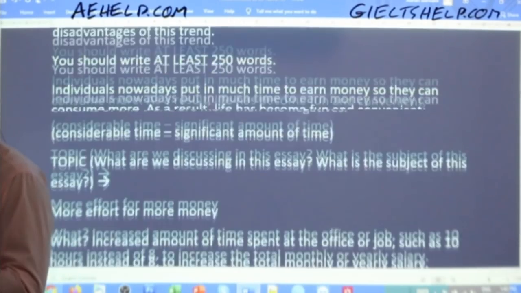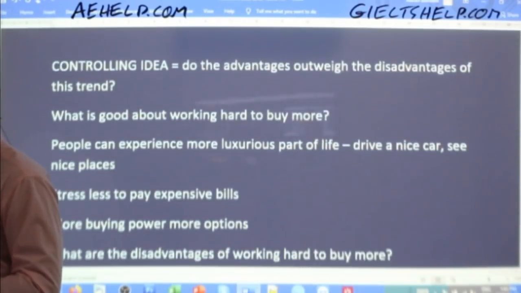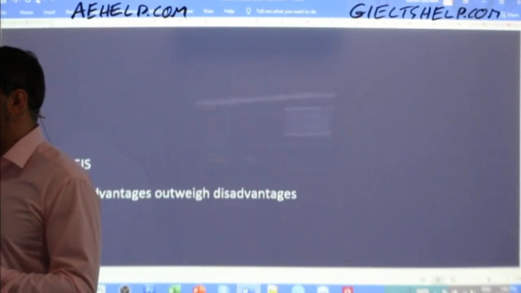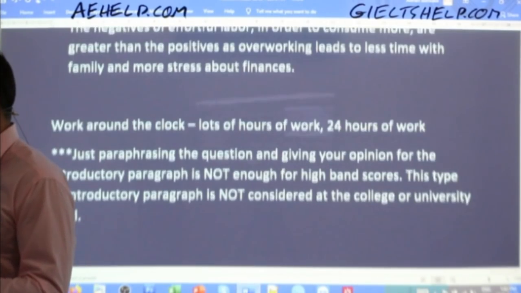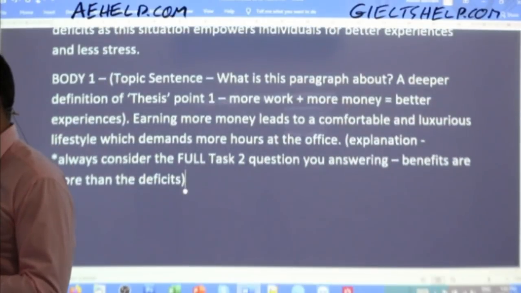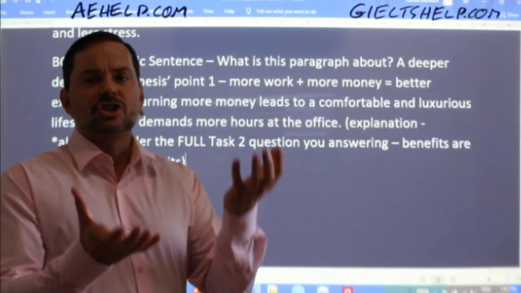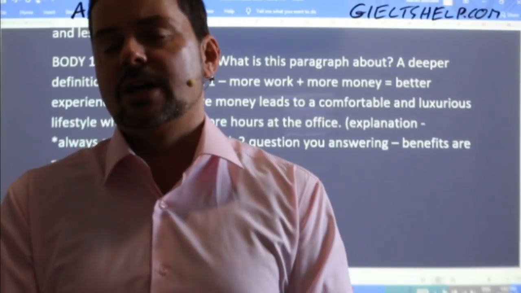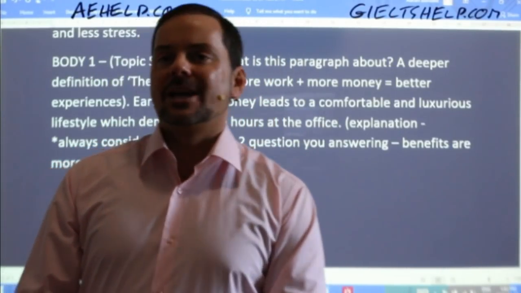Not just explain about, well, if you work more, then you get more income and you can spend that more income on having fun. Sure, okay, that's fine, but how does that benefit me more than if I work less and have more time? So clearly you need some kind of comparison here. You need some kind of expression of that relative advantage, disadvantage. Okay, so give me a sentence like that for the explanation.